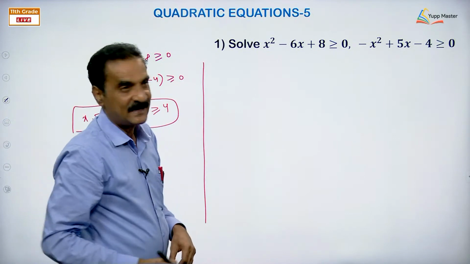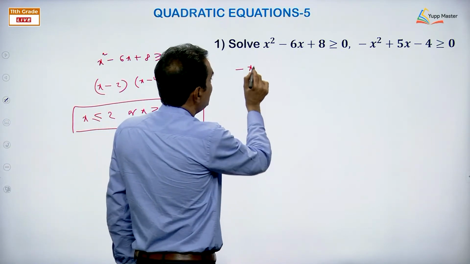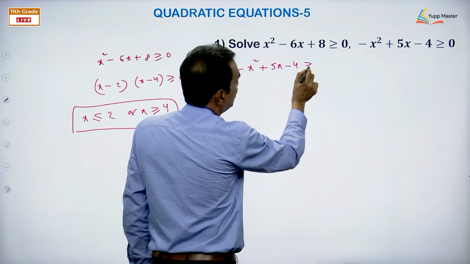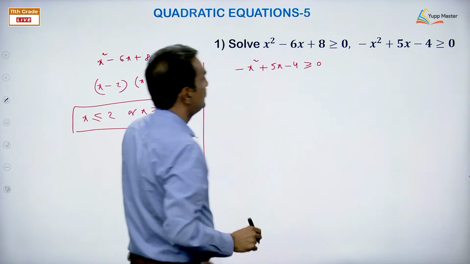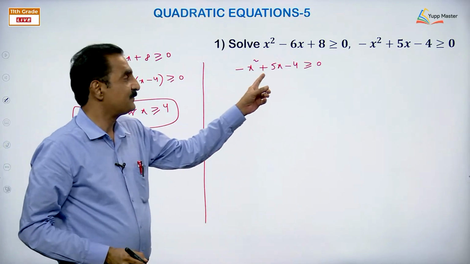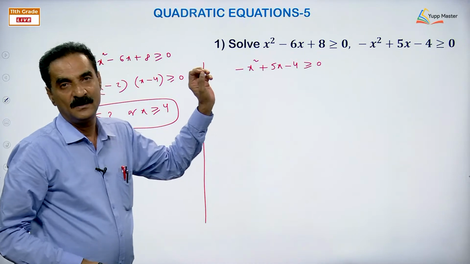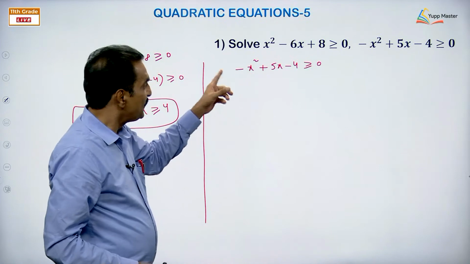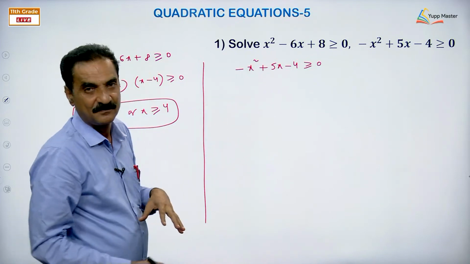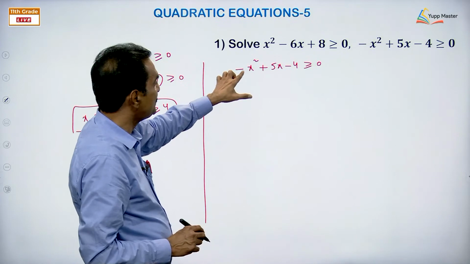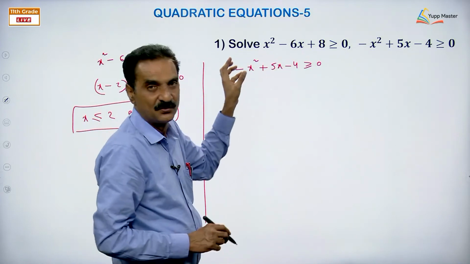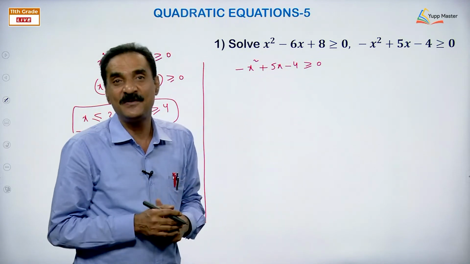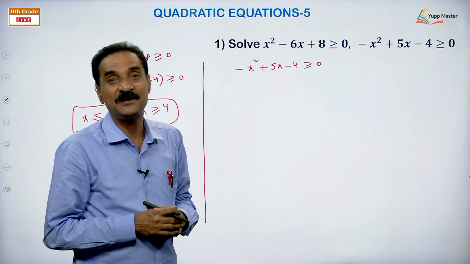Now let us solve the second. Minus x square plus 5x minus 4 greater than or equal to 0. If you check the discriminant, it is positive, so it is factorizable. Now if you want, you can multiply both sides by minus sign. Here initially the x square coefficient is negative and the expression is positive. The x square coefficient and expression have opposite signs, then x lies between the roots.